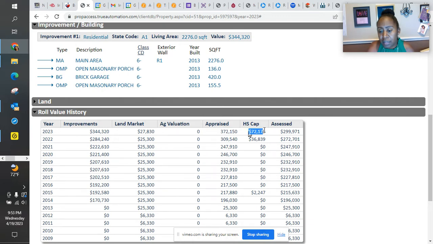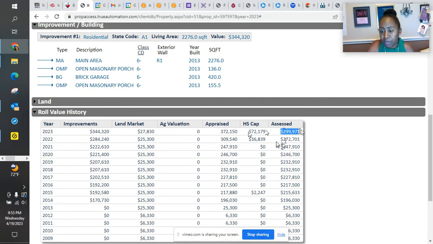Then they subtract based on the homestead exemption, and the assessed value is here. Now, if you look at the differences in value from one year to the next, let's just look at 2022 to 2023.